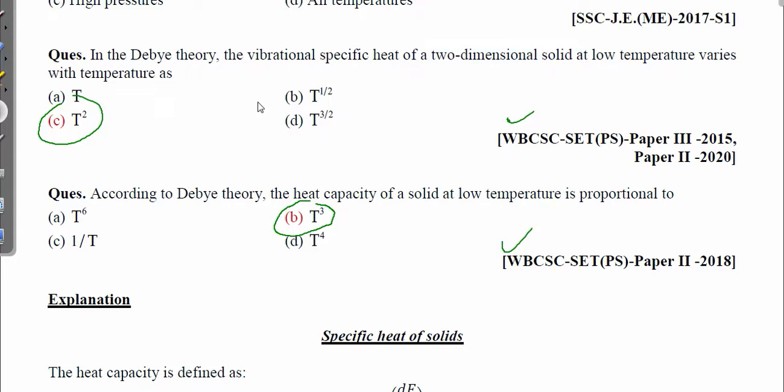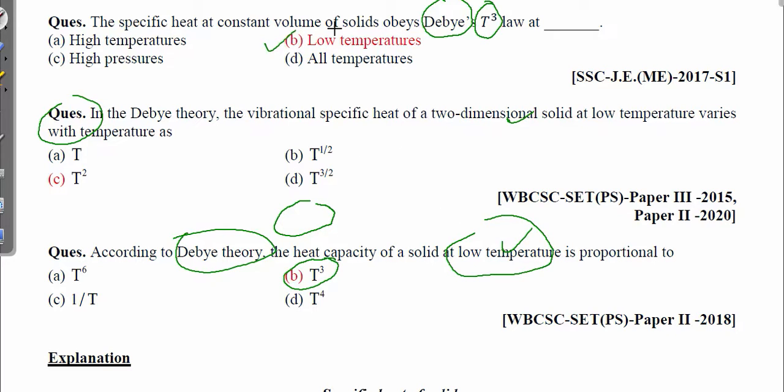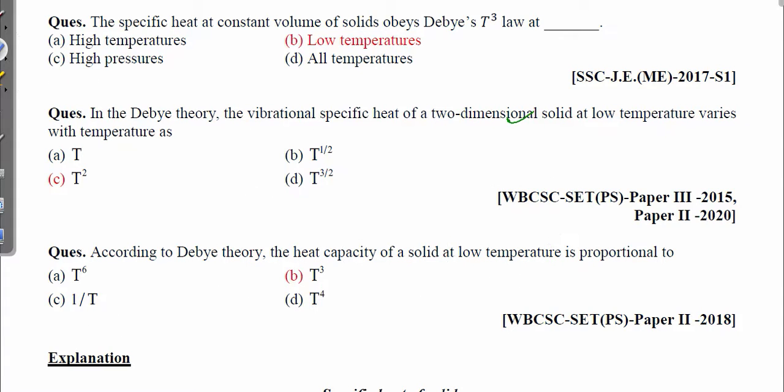If we compare, Debye theory is there, T cube is there, and here it is low temperature. So the answer will be low temperature. Solid is there, heat capacity and heat capacity at constant volume are there. So everything is matching. Even if we don't know any theory, we still have this answer. Okay. So all temperatures is wrong because no all temperature is given here. So T cube is the right answer. So let's study the theory.